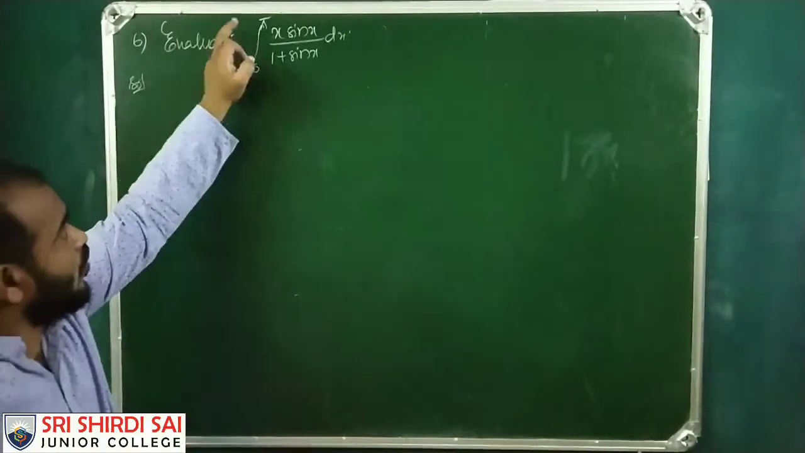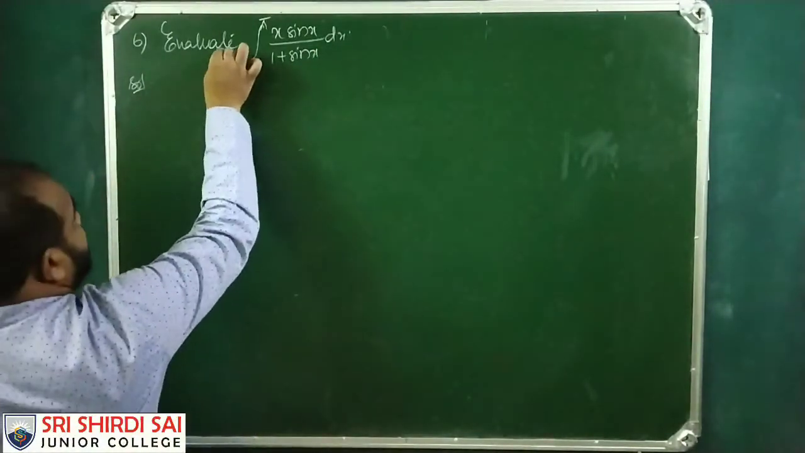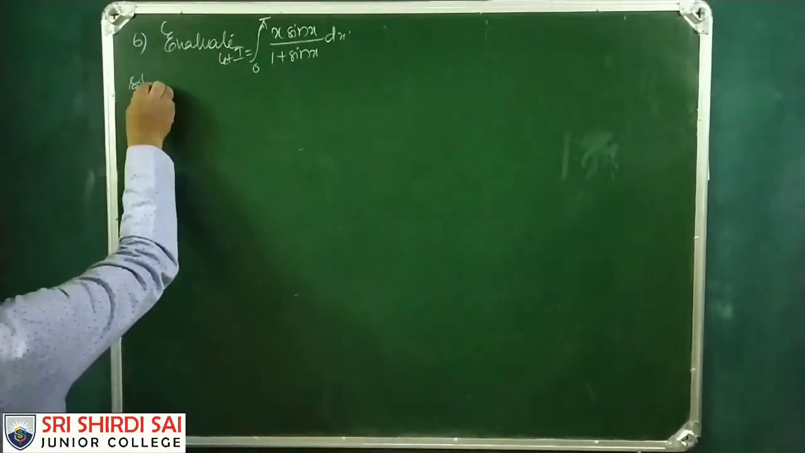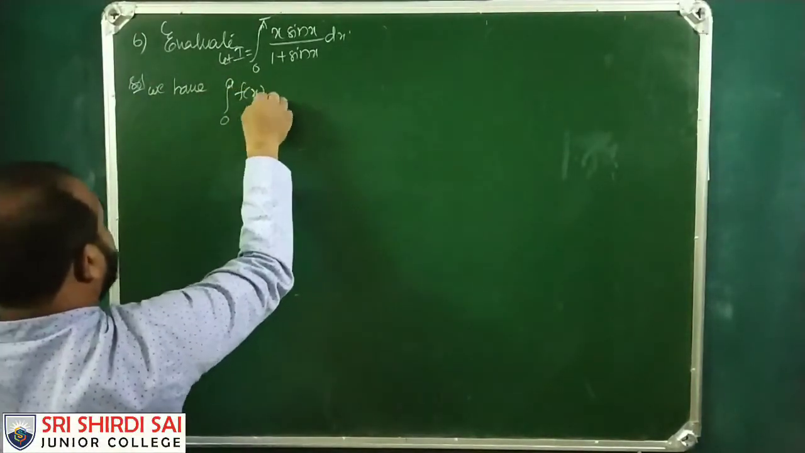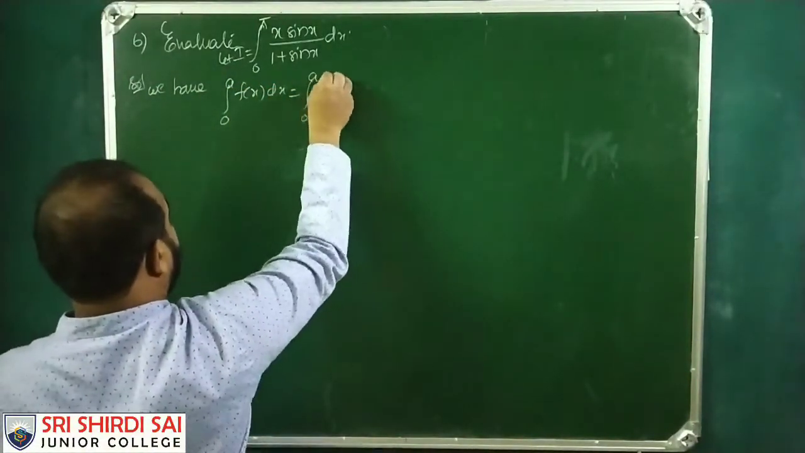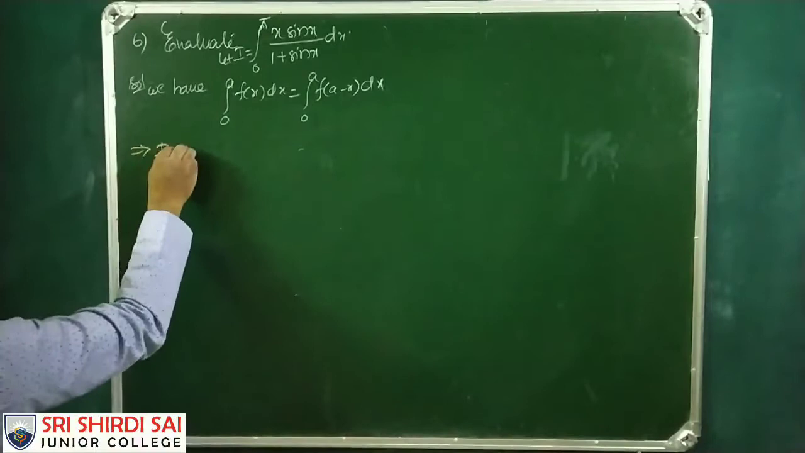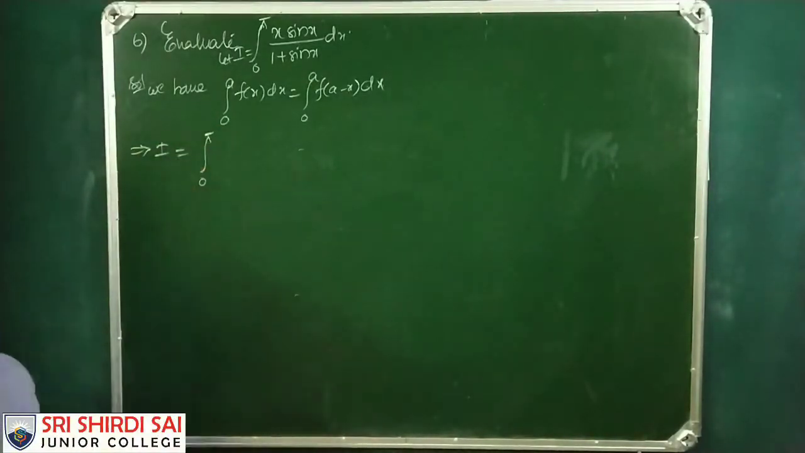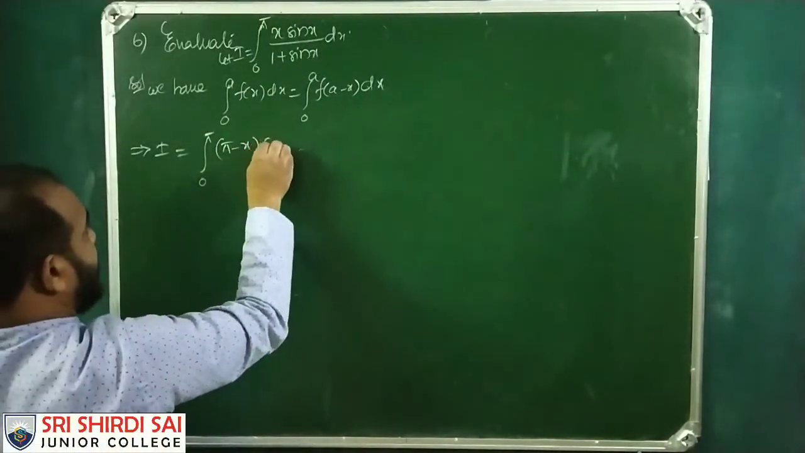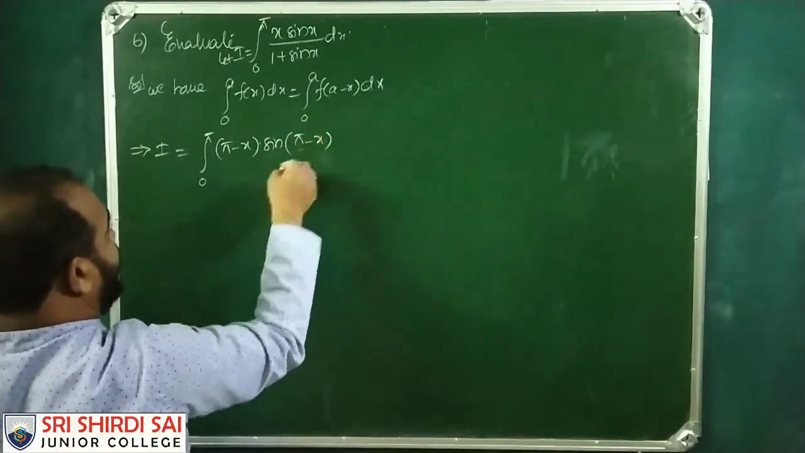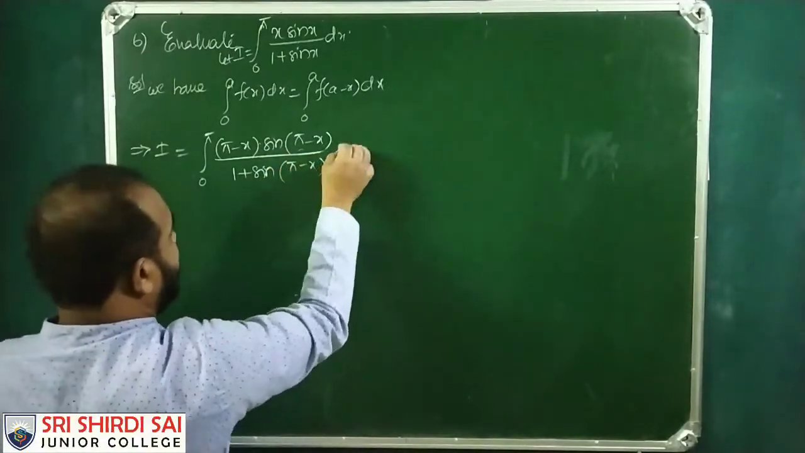So integral 0 to pi x sin x by 1 plus sin x dx is given as usual. So let us take this to be I is equal to, and we have a favorite formula: integral 0 to a f of x dx is equal to integral 0 to a f of a minus x dx. This implies I is equal to 0 to pi, simply wherever you find x substitute upper limit minus x. So pi minus x sine pi minus x by 1 plus sine pi minus x dx.